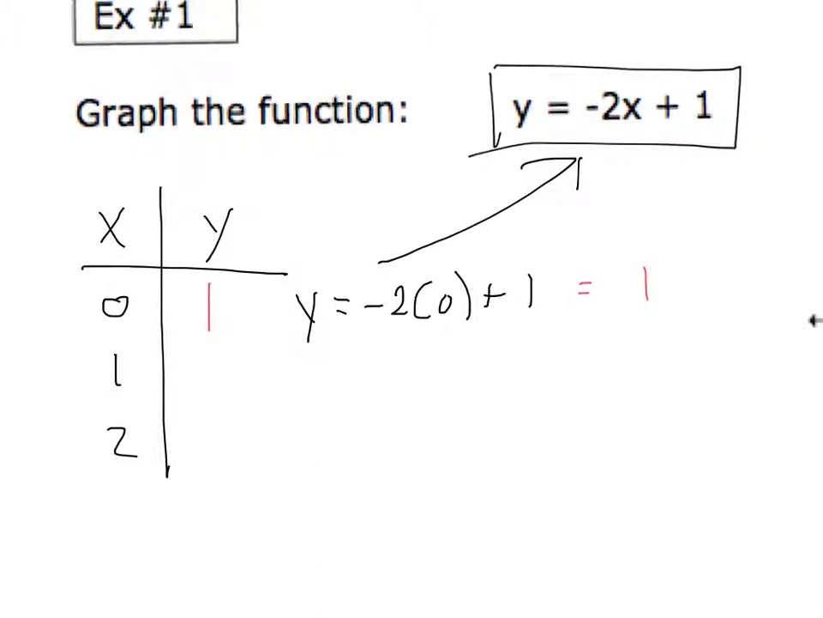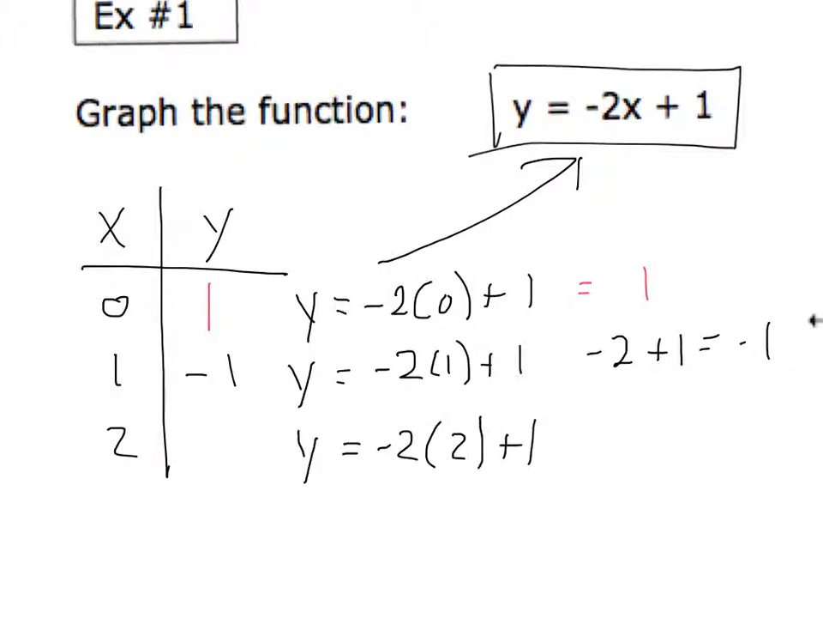So this time our x value is 1. So wherever you see an x, you'll plug in a 1. So you have negative 2 times 1, which is negative 2. Add 1, and you get negative 1. Okay. And lastly, we're going to plug in a 2.